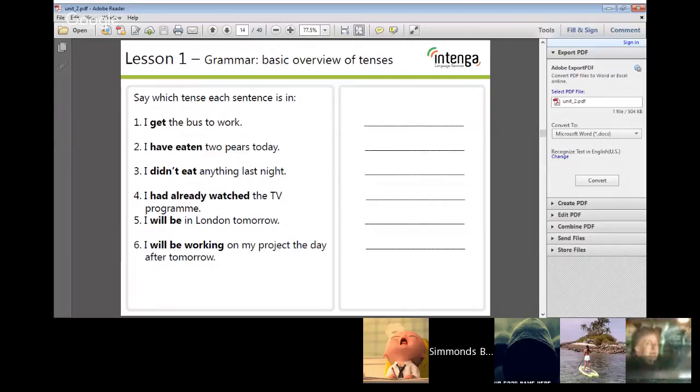And then the last one, yes, is the future continuous. I will be working on my project the day after tomorrow. So what is the context of this sentence? I will be working on my project the day after tomorrow. The person will be continuously working, in a past action, or something I will do in the future, I guess.